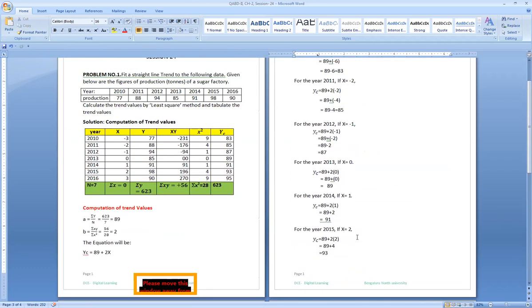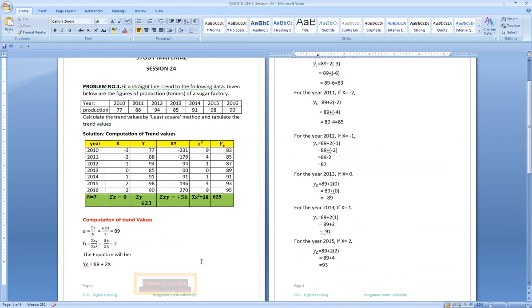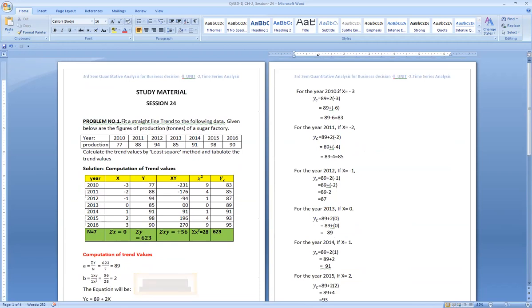So this is how the trend values are calculated with the help of the least square method. This is how we calculate and plot them on the graph. With this we are going to end the session.